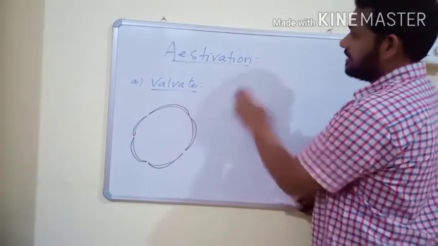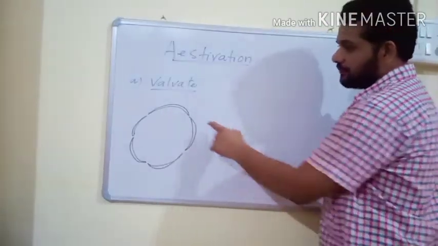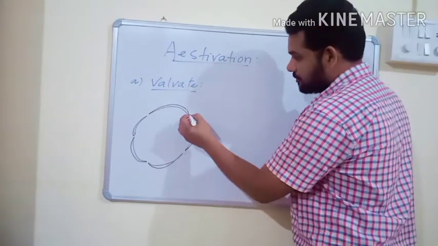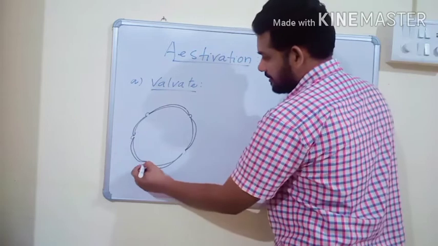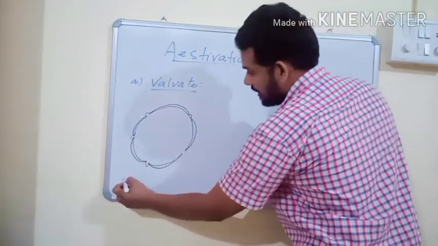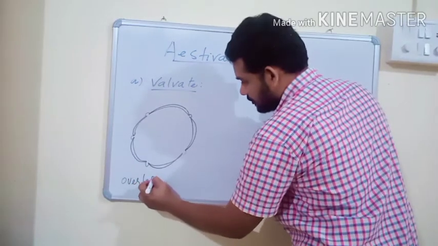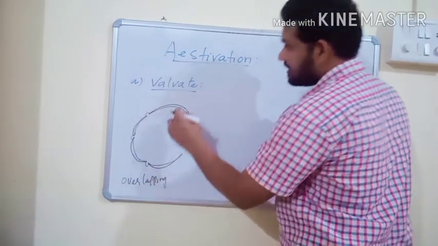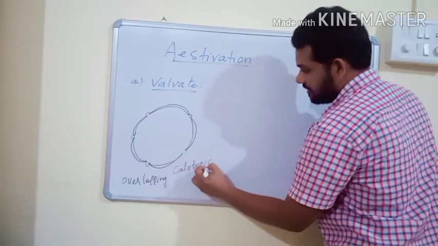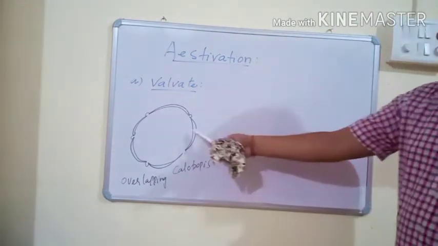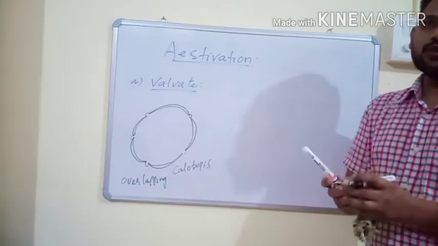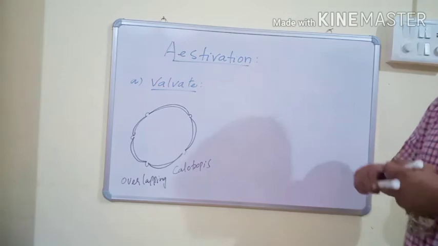organ is called estivation. In valvate estivation, all the sepals or petals are close to each other, or sometimes they may be fused. They are fused or free. They are close to each other, but here overlapping is absent. Without overlapping, this type of arrangement is called valvate estivation. Valvate estivation is usually found in Calotropis. In this estivation, all the sepals or petals are very close to each other but without overlapping.